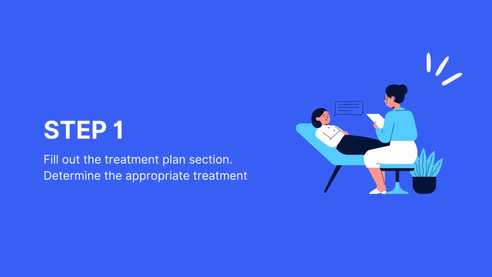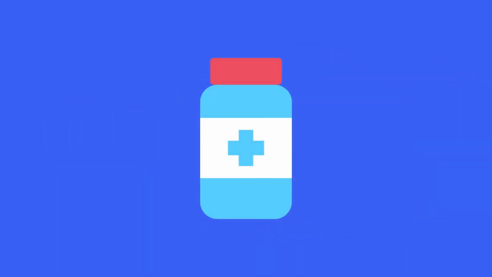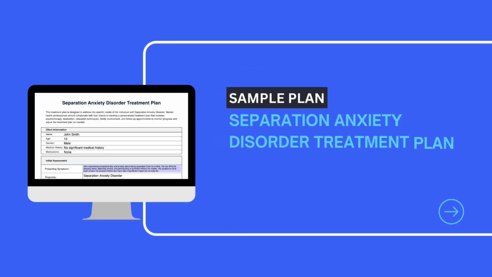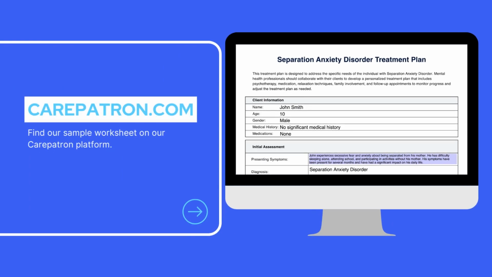Your patients and you will determine the appropriate treatment interventions such as psychotherapy, medication, relaxation techniques, and family involvement. Lastly, fill out the table to create a timeline on how these treatment methods will be used over the week. Here is a sample of our separation anxiety disorder treatment plan. You can find this in our Carepatron platform, which you can access through the link in the description.